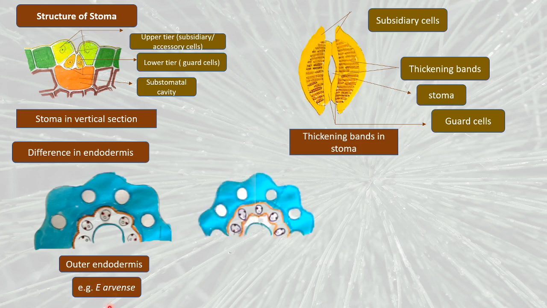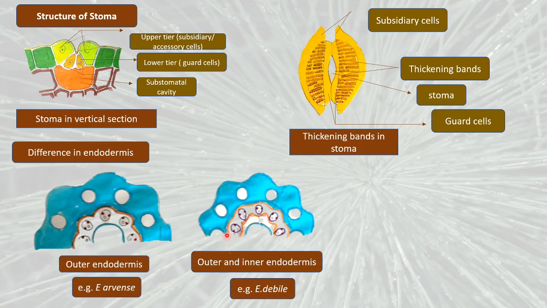Now another example of a different type of endodermal layer is this, where you can see that there are two endodermal layers present. This is the outer endodermal layer and this is the inner endodermal layer. So there is presence of an outer and inner layer. An example of this is Equisetum debile, right?